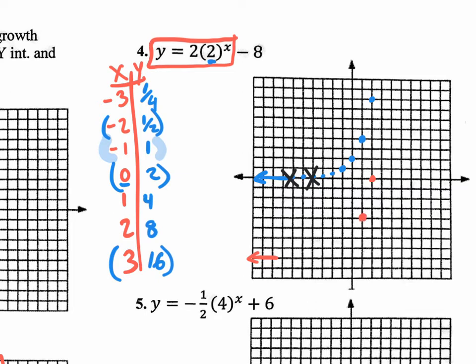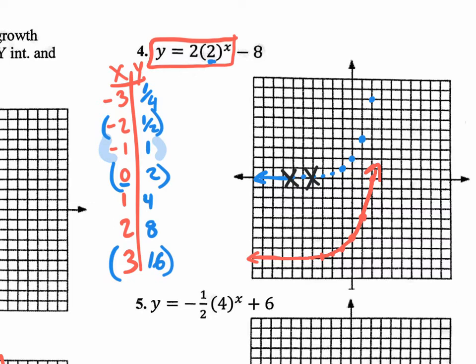And then we're going to move the other one 8 units down. So this one, 8 units down, is going to be down here. And the next one, 8 units down, will be right there. And then half of that's right there, and there, and there. And it keeps going, approaching that asymptote. So the red line is your actual exponential growth function.